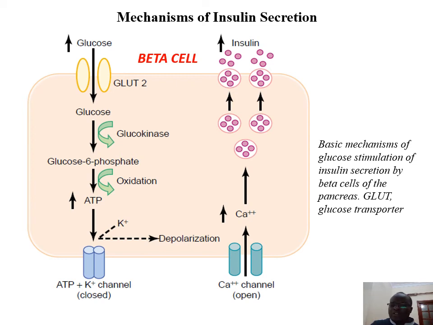This calcium influx will cause calcium to go and bind to V-SNARE and T-SNARE. It will facilitate exocytosis. So you can see that the insulin that was stored within the vesicles will now be exocytosed to the outside. So this is the actual mechanism by which insulin will be released to the outside of the beta cells. I hope you'll be able to explain that.